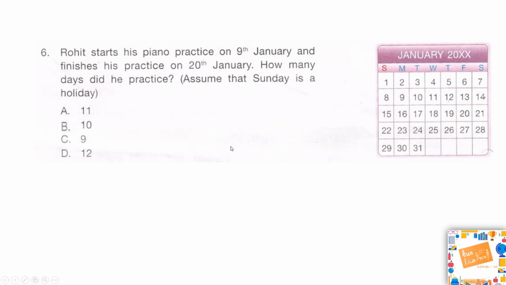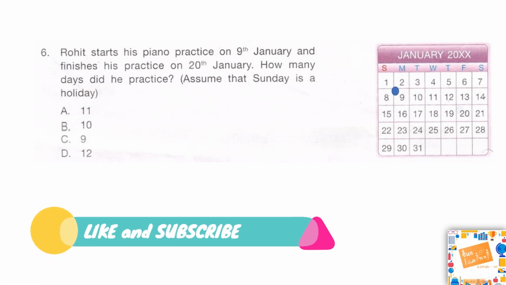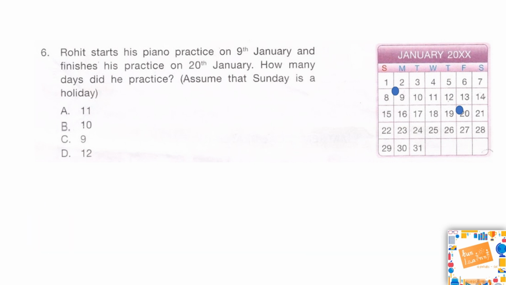Well, let's look at it together. Rohit starts his practice on 9th of January and he finishes it on 20th of January. In between there is a Sunday which we need to eliminate. So if we count the number of days, it is 1, 2, 3, 4, 5, 6, 7, 8, 9, 10, 11. Hence our correct answer is option A, 11.